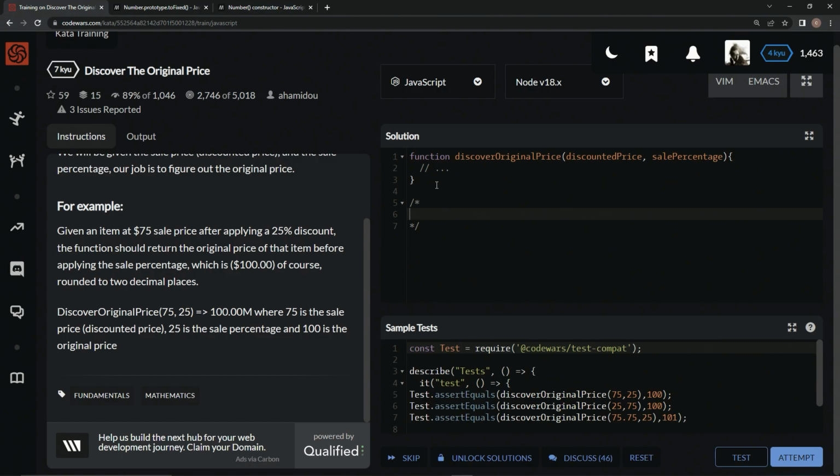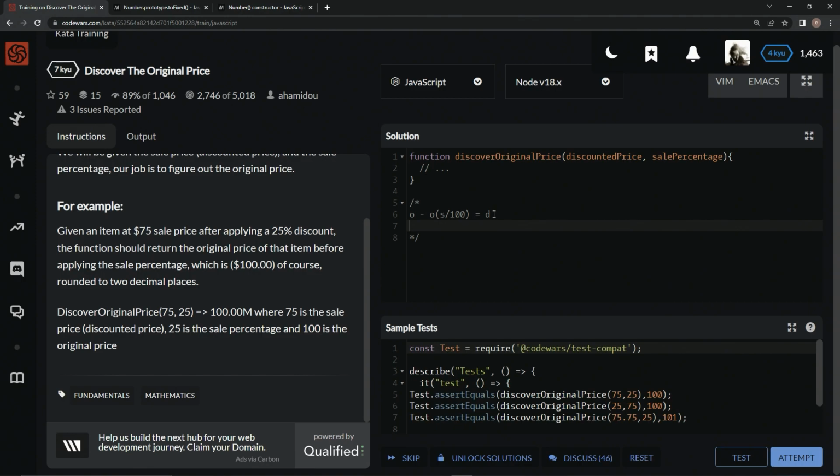We know that the original price, let's call it O, minus O times the sale percentage, because they're just going to give us a number and not the actual like 25%. They're just going to say 25. So we're going to say sale percentage S over 100, and that's going to equal the discounted price, right? So we need to get this O knowing this little formula.